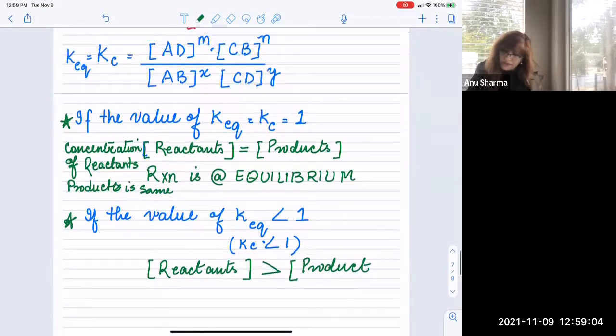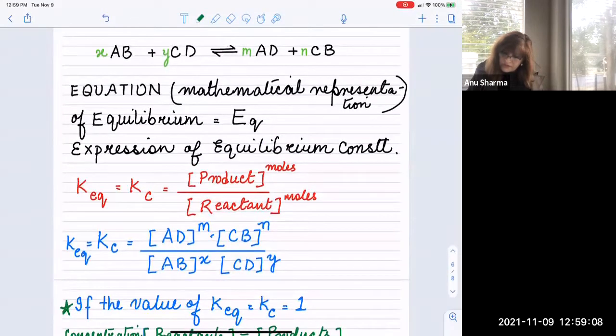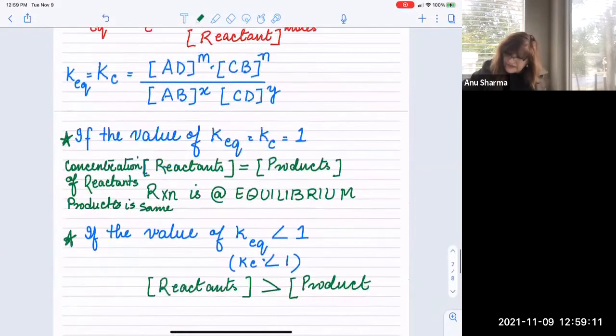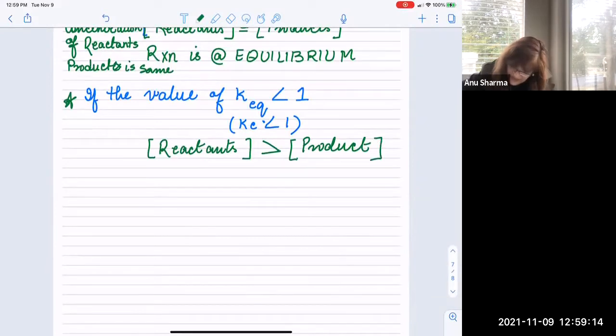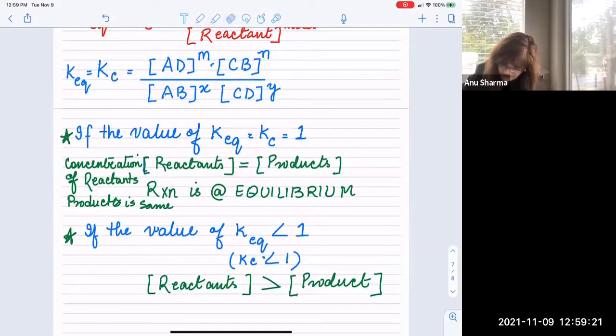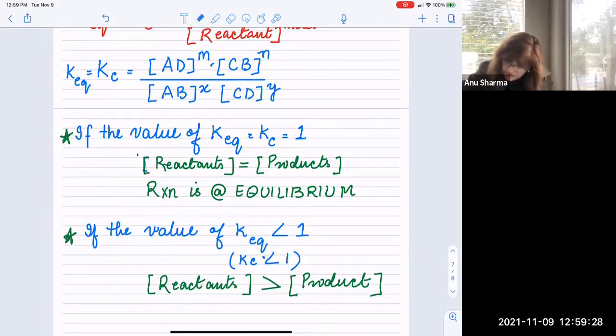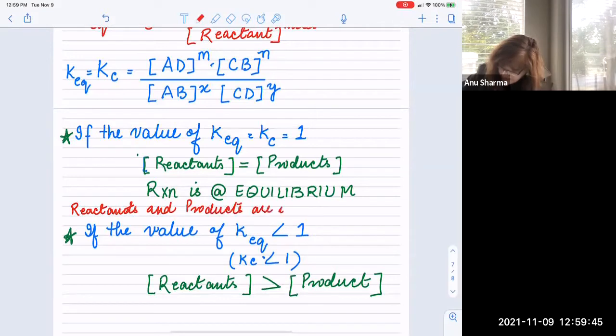Kc less than 1, so the products are less. Let me put this nicely. The meaning of this: the top one means that the reactants and products are in the same amount.